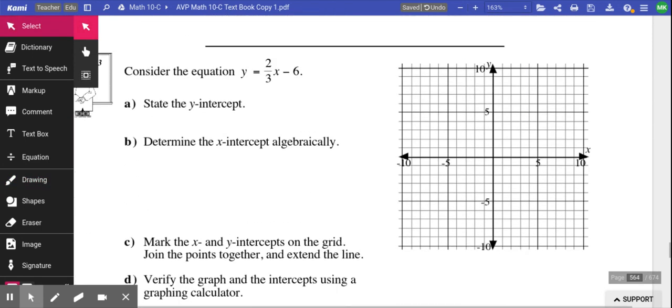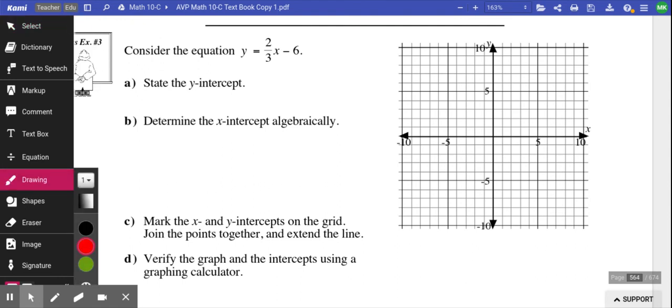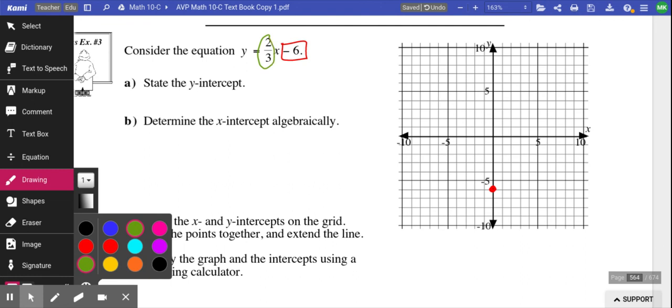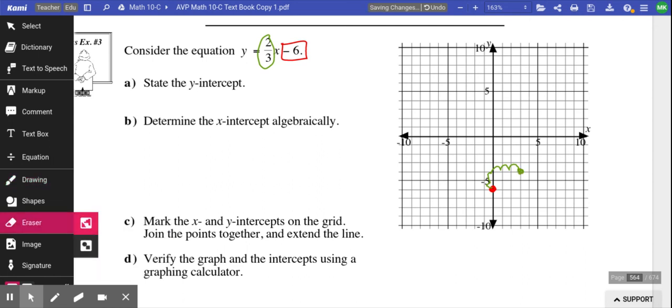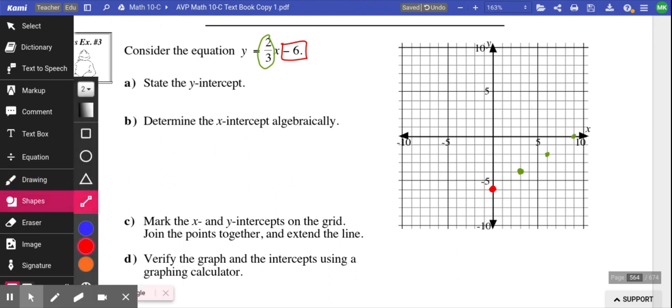Awesome. This last question, I want you to just try graphing it on your own. Okay, so go ahead, pause the video, try to graph it. Awesome. If you did that, your y-intercept is -6. That's going to be my starting point. My slope is 2 over 3. So if I go up 2, and over 3, I get the next point in line right there. And I could do that a couple more times if I wanted. And I get this nice graph right here.